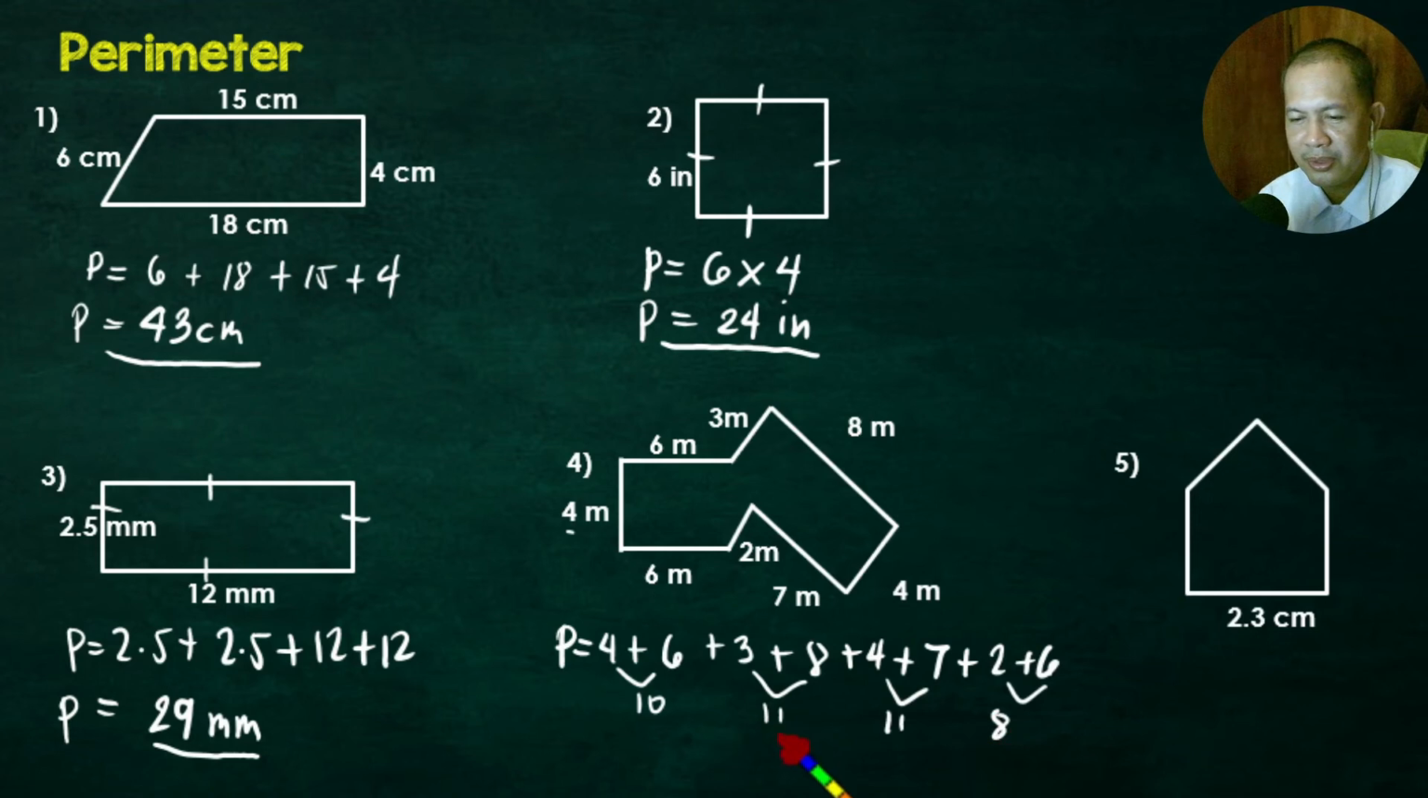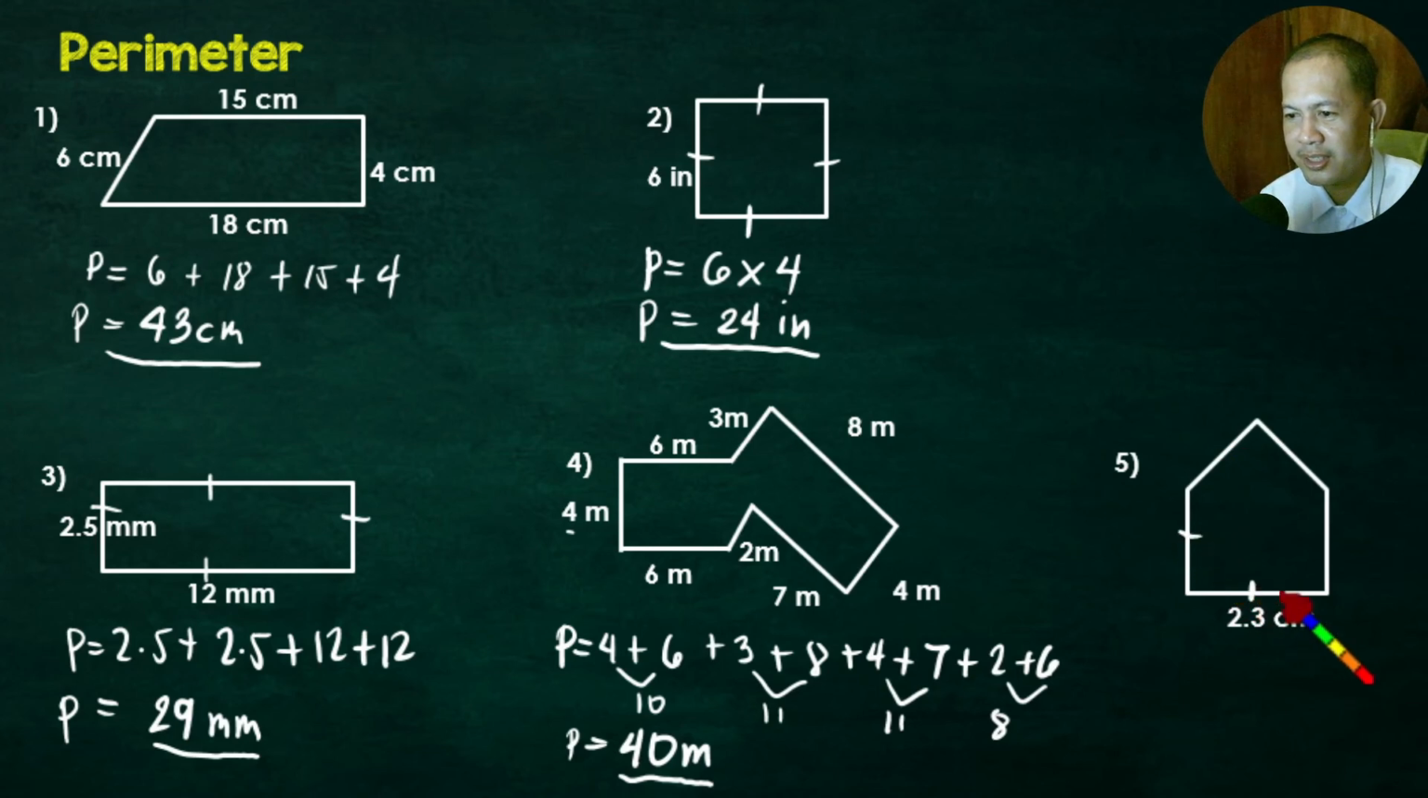Okay, so this is 22 plus 8, 30 plus 10. So, that is 40. So, ating perimeter dito sa example number 4 is 40 meter. Okay? So, ganun kadali ang ating finding the perimeter. So, our last example here, this is a pentagon with all sides are equal. So, this is regular pentagon.